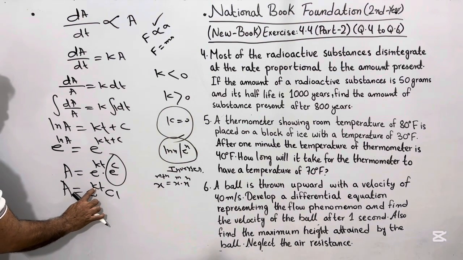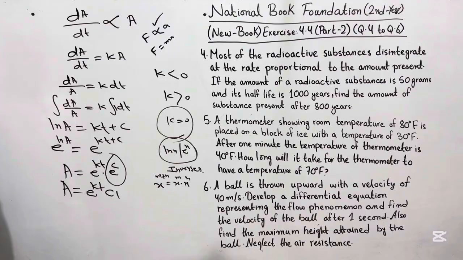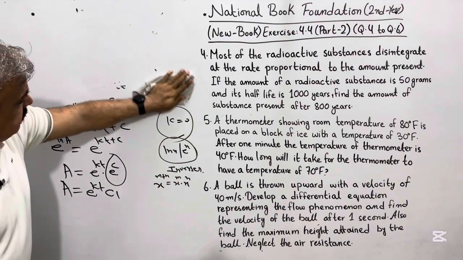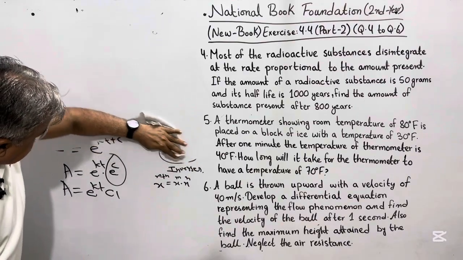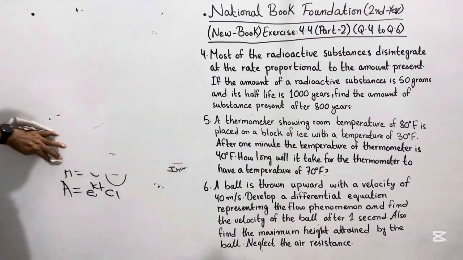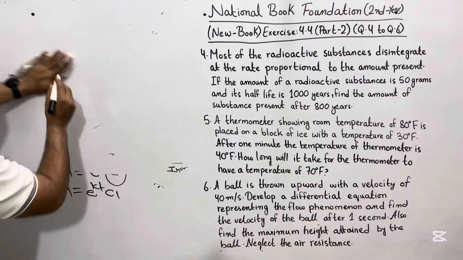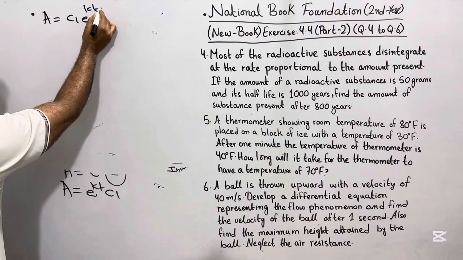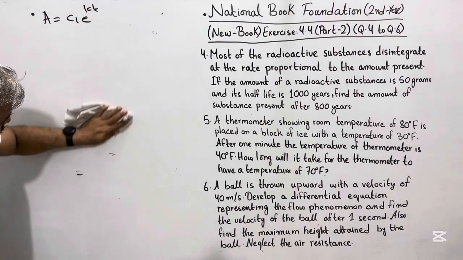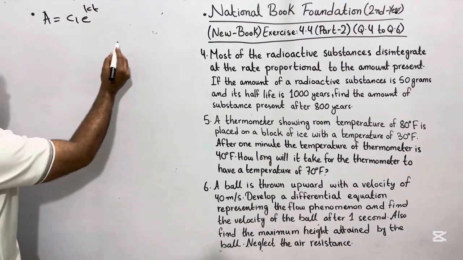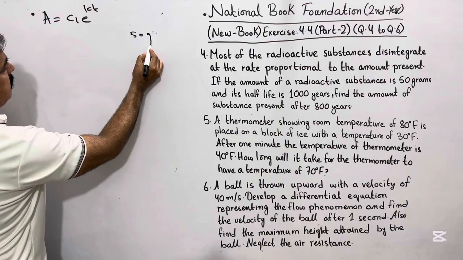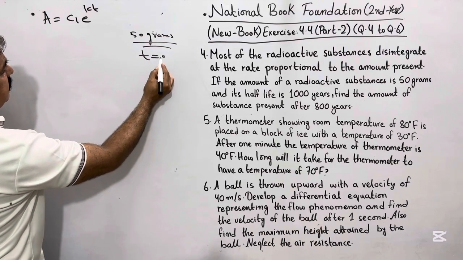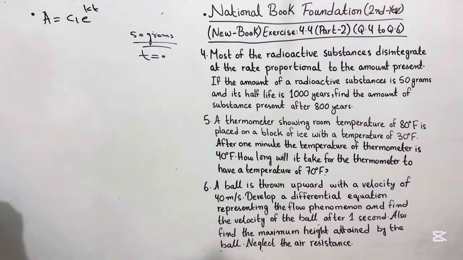Now we are interested in the values of k and c1. How do we find them? Let's see. We have A is equal to c1 times e raised to kt. Initially, we are given 50 grams. Initially means at the start, at the commencement of the experiment: t is equal to 0.